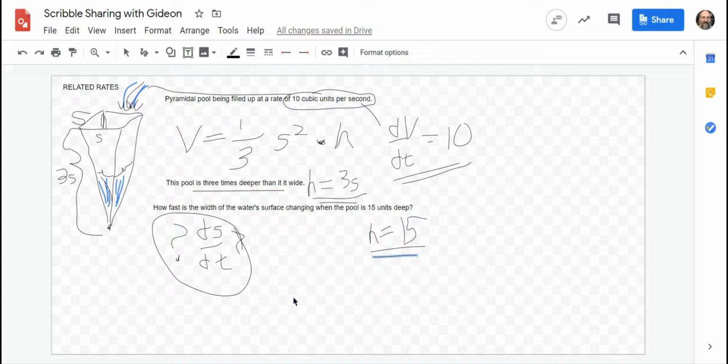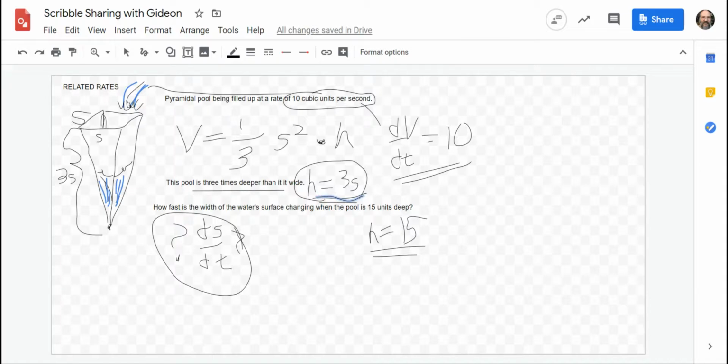Well, if you look at the volume formula, there's no dV/dt to plug the 10 into. There's no ds/dt to find, right? So what you've got to do is you've got to make sure to find the related rates. Take the time derivative of everything. Now, of course, that'd be kind of nasty if we kept s squared and h separate. We'd have to do the product rule. But nicely, they related h to 3s. So one of the first questions you might be asked is simply restate the volume in terms of a single variable. That just means substitute away either the s or the h.